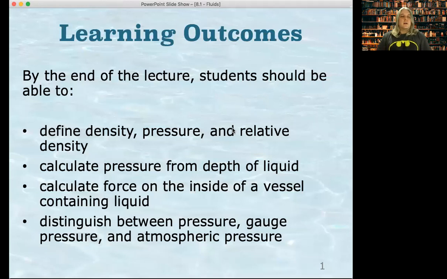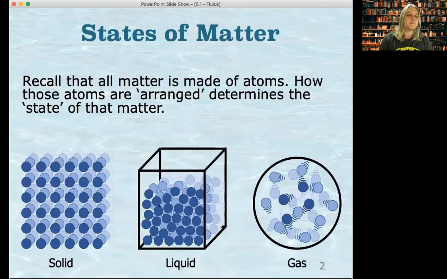So our goals today are to define density, pressure and relative density, calculate pressure from depth of fluid, calculate the force on the inside of a vessel containing a liquid, and distinguish between pressure, gauge pressure and atmospheric pressure. This first video, we're just going to do that first point, those definitions. We're going to think about what we mean by these different terms, and then in the second part of the lecture, we'll actually start applying and calculating some of these things.